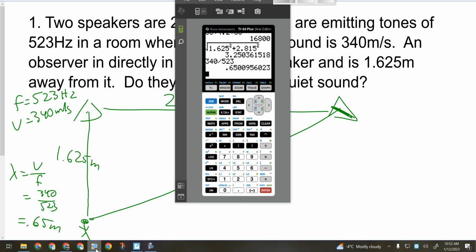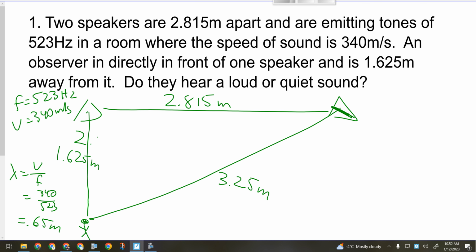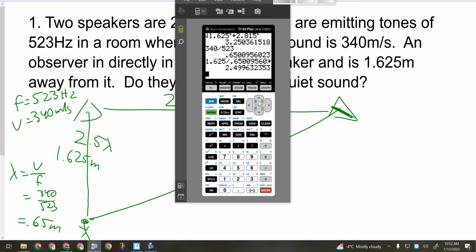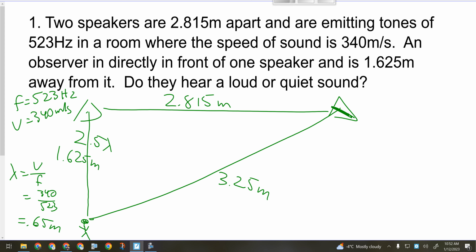Okay, so I take my 1.625 and I divide it by that number there. Okay, so I get 2.5 wavelengths. All right, then I'm going to do the same thing with this side. I'm going to take that number I calculated right up here with all the decimals, and I'm going to divide that by the wavelength I calculated with all the decimals. All right, and that's giving me 5 wavelengths. Okay, 5 minus 2.5 is 2.5 wavelengths.